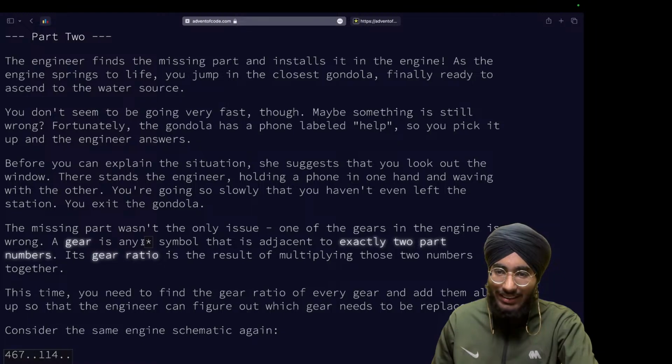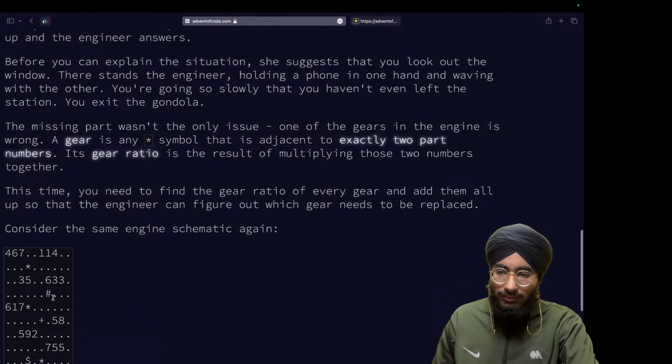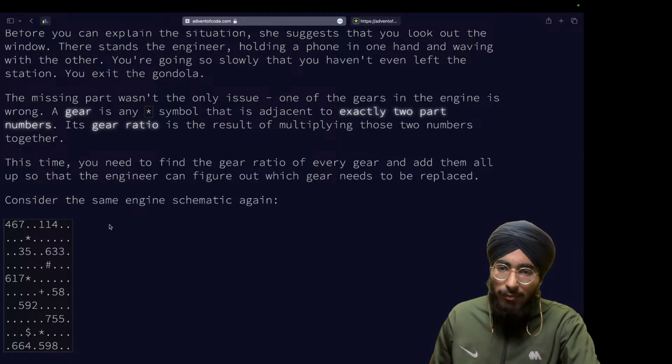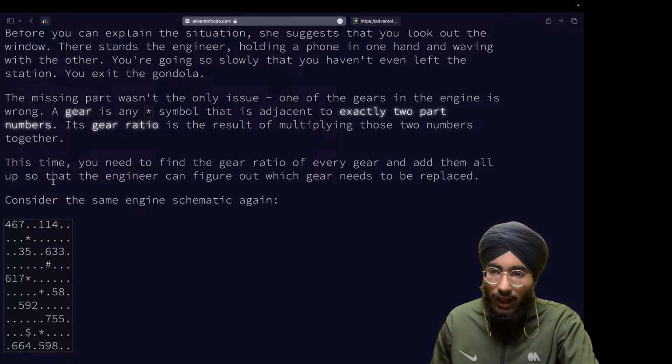A gear is any star symbol that is adjacent to exactly two part numbers. Its gear ratio is the result of multiplying those two numbers together. Okay. Oh, so this one is a gear, and 755 multiplied by 598 is the gear ratio. This time you need to find the gear ratio of every gear and add them all up so that the engine can figure out which gear needs to be replaced.